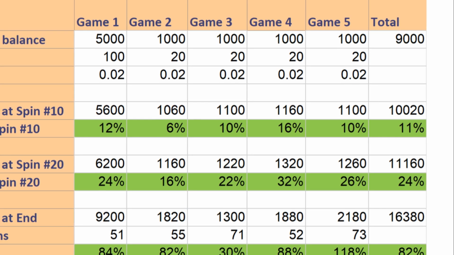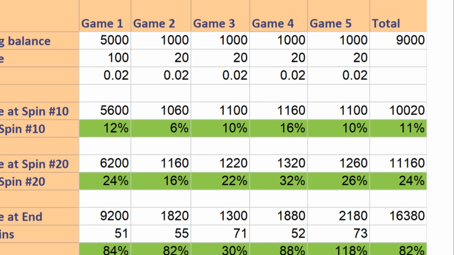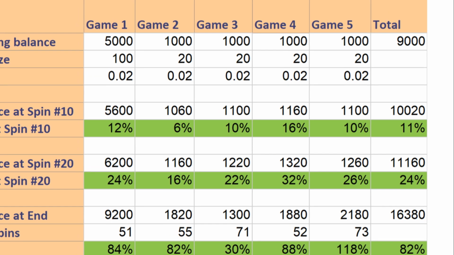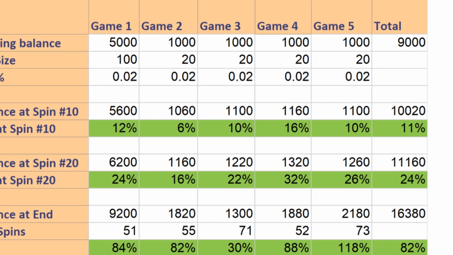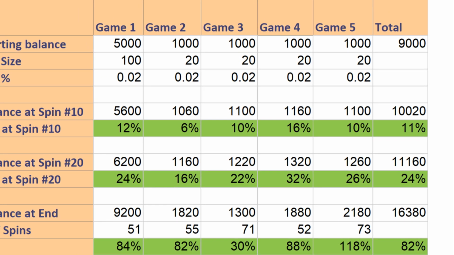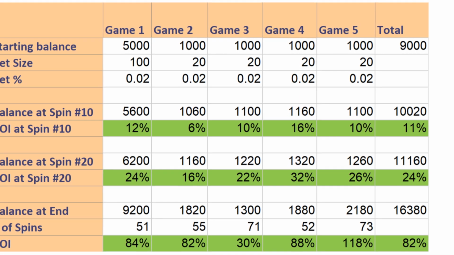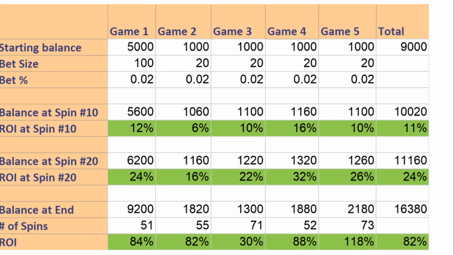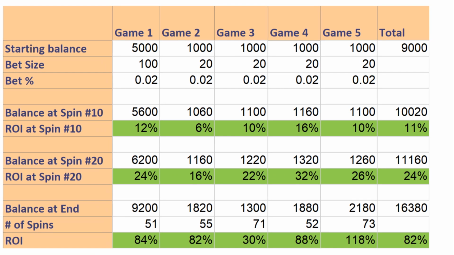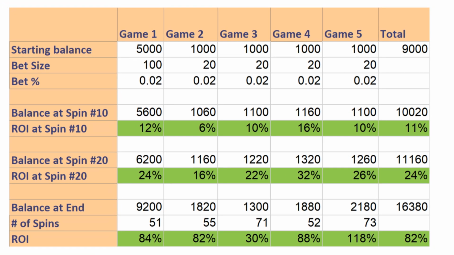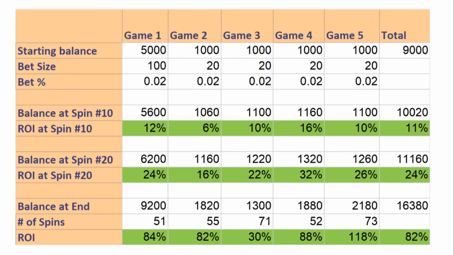Just to recap, we are showing you the summary of the 5 games again. Now at our final milestone, we saw the widest range of results. The number of spins per game varied from 51 to nearly 75. Our profit range per game spanned from 30% to an impressive 118%, giving us an average profit of 82%. Talk about an impressive strategy.